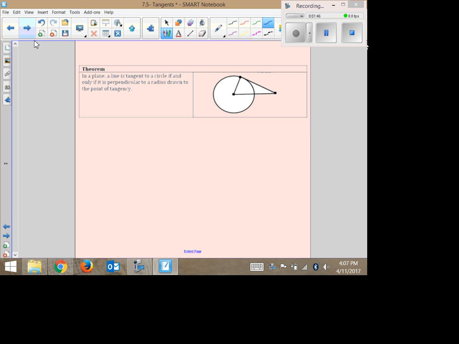So the theorem is that in a plane, a line is tangent to a circle if and only if it is perpendicular to the radius drawn to the point of tangency. So that means here that this angle right here is a 90-degree angle because we have our tangent line, and then we have our radius. And so since those two touch right there, that angle is 90 degrees.